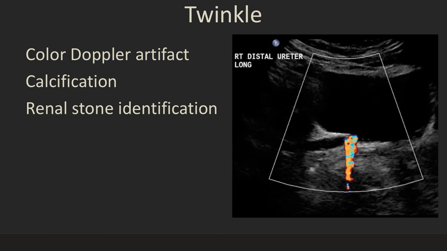Twinkle is a color Doppler artifact caused by calcification, and it's a fabulous way of finding renal stones. You can also see it with a lot of other things, but renal stones tend to be its most common use. So what we have here is a calculus within the distal ureter. We've put color on, and this sort of mixed color comet shape dropping down from the area of the stone is typical for Twinkle artifact. You don't need to know what causes it because there's varying opinions anyway, but put your color on to try and find renal stones using the Twinkle artifact.